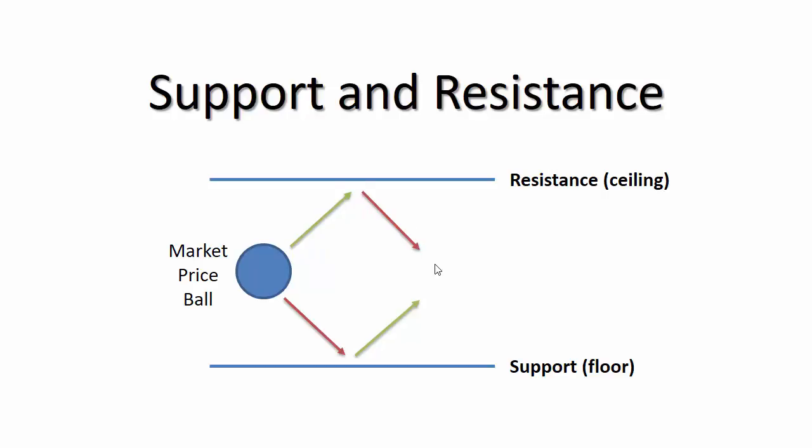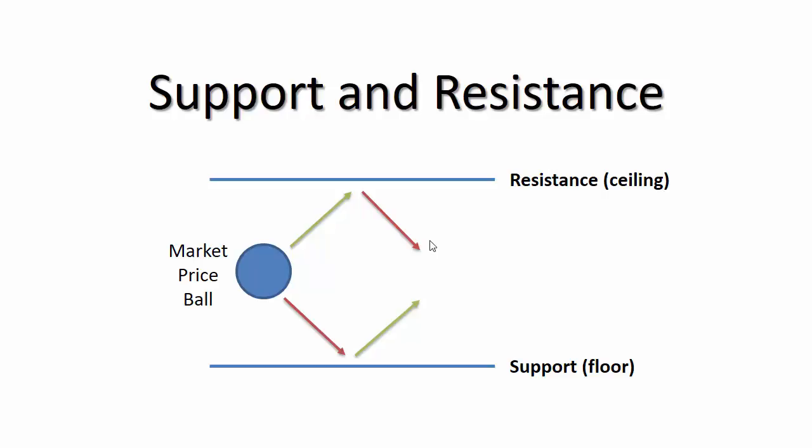Now, this analogy is good, but imperfect, because oftentimes the ball may break down through the floor, and that's called a breakdown, without bouncing up, or may break out above the ceiling without bouncing down, and that's called a breakout. Now, in terms of that, there are many breakouts, but for the purposes of describing support and resistance, let's just keep with this illustration here.